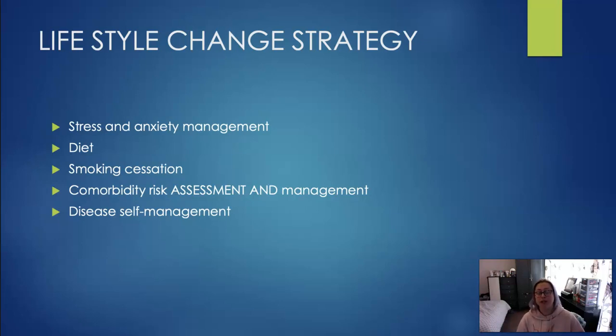Making sure that the patient is aware of appropriate disease self-management, and supporting the patient with self-efficacy, that they can make their own choices, that they have all the information that they need to make the appropriate choices.